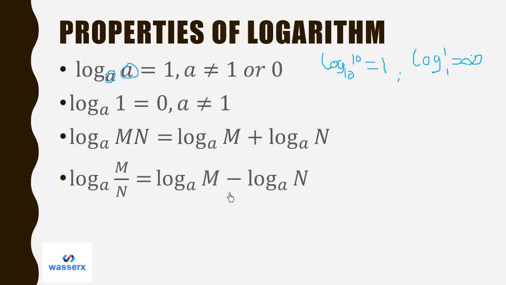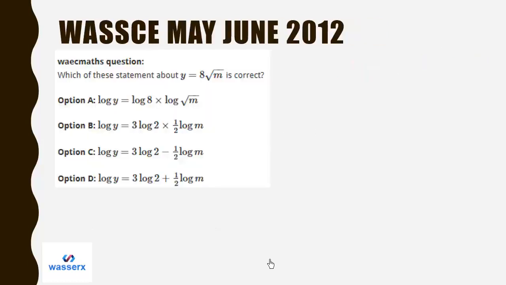Then when they are dividing, this time it is subtraction. Then this one, if you have the number being an exponent, or the number is in the index form, then the exponent comes to multiply the whole logarithm. So log of m to the power n to base a will give us n times log of m to the base a. So now let's look at how we can use the property to solve some examples.